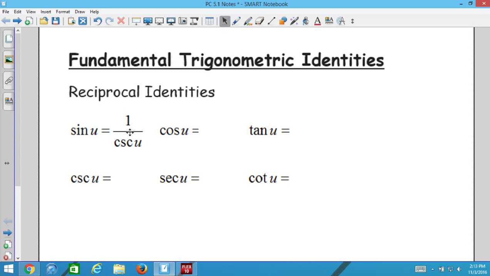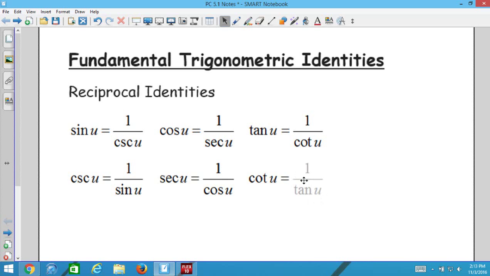So cosine u is the same thing as 1 over secant u. Tangent, same thing as 1 over cotangent u. Cosecant u, same thing as 1 over sine u. Secant u, same thing as 1 over cosine u. And cotangent u, same thing as 1 over tangent u. So there may be a reason why we would need to take cosecant and replace it with 1 over sine to make life easier for us in the future. So we should know these identities.